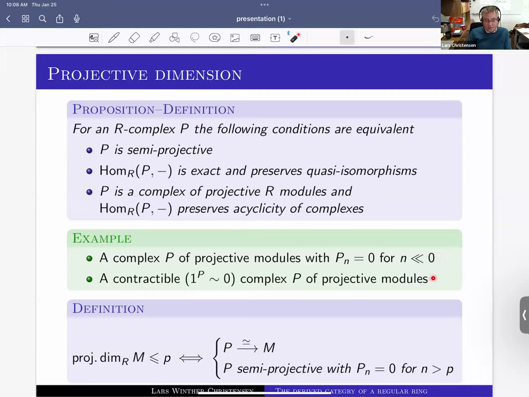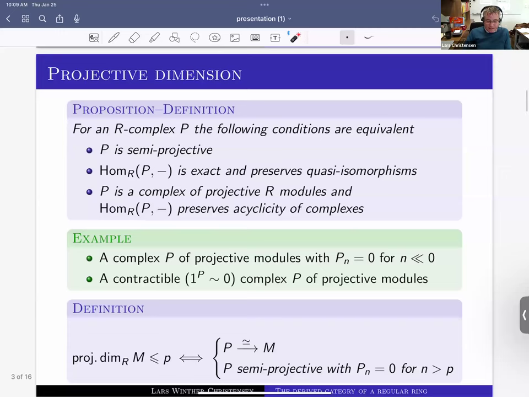It's contractible complexes. Formally speaking, the definition is that the identity is homotopic to the zero map. And all it means is that if you break the complex into short exact sequences, all of those short exact sequences of kernels and images, which are also kernels because it's acyclic, are split.